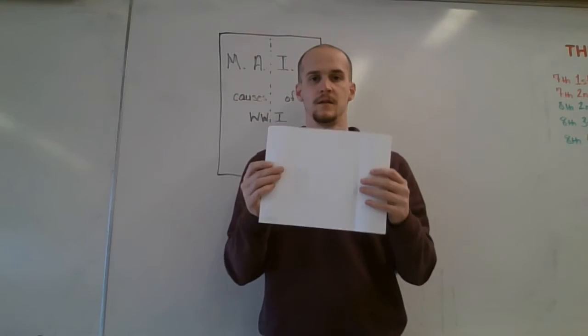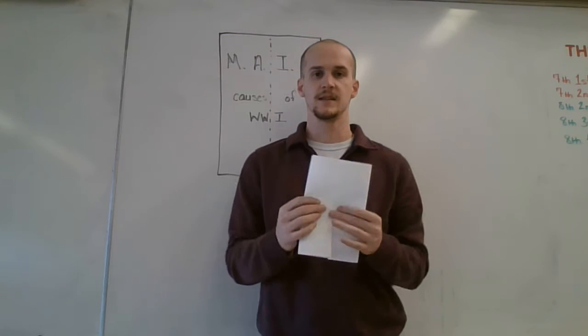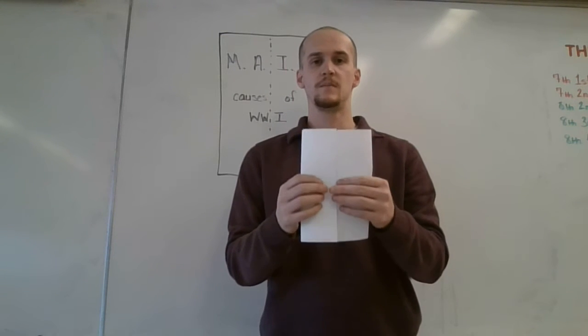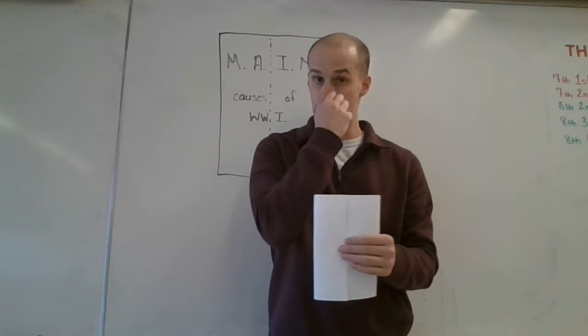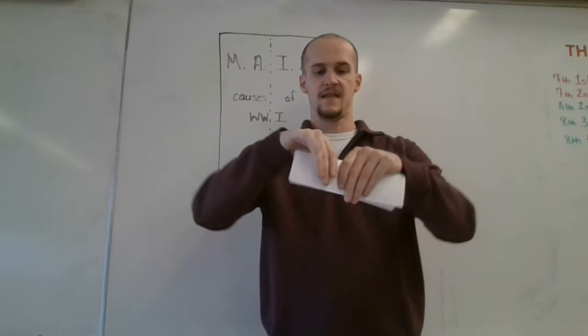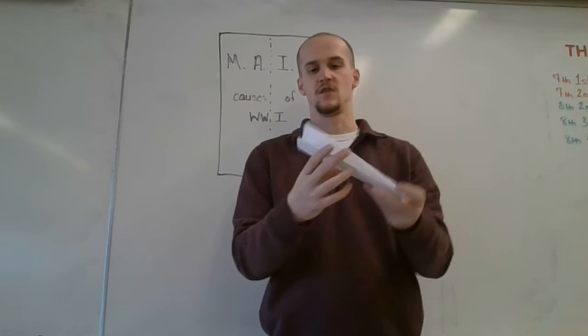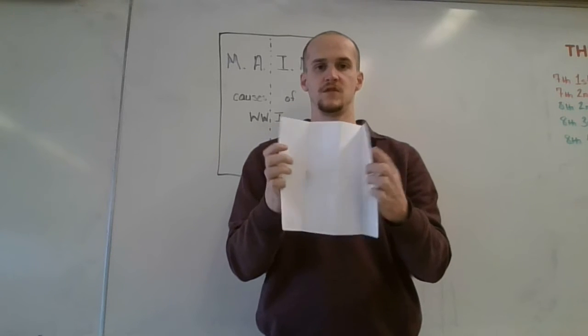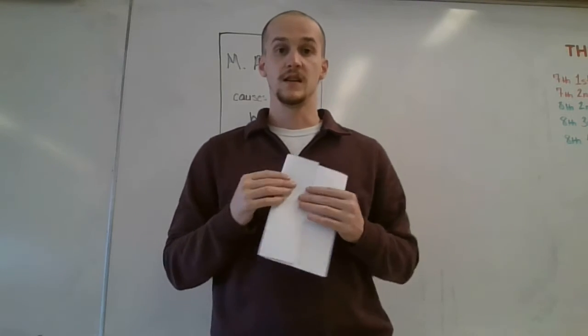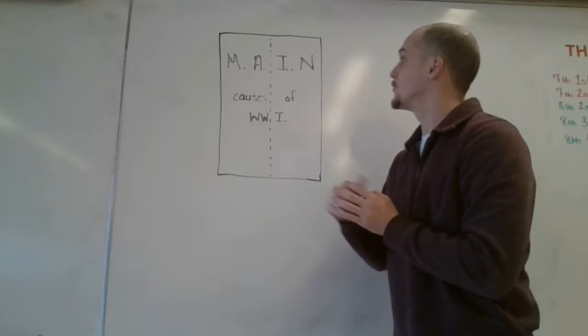Take your paper, take the two outsides, fold them to the middle like that. Like so, and that is going to be the basis of our foldable. You're going to have 4 columns, so if you want to fold it again like this so that you have the lines for your 4 columns, you can. 1, 2, 3, 4. You can do that.